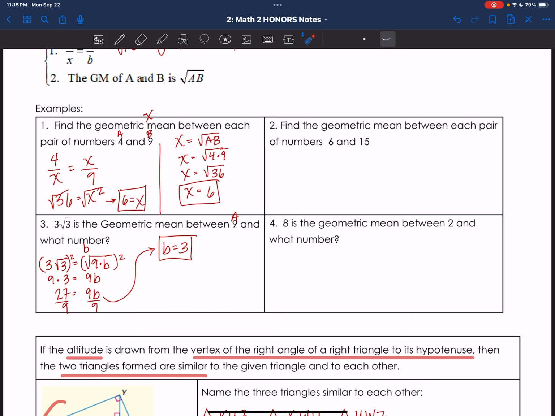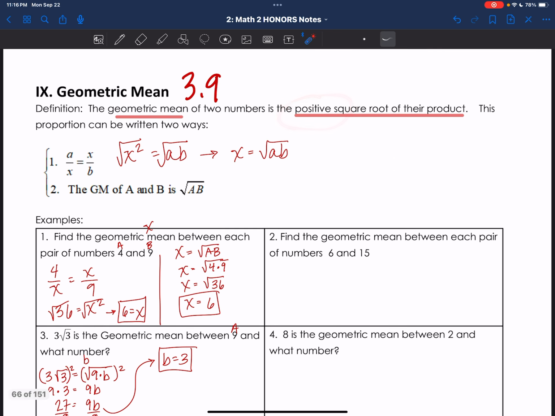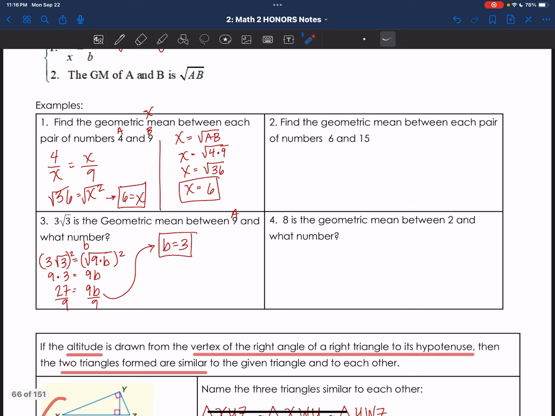To find the geometric mean between each pair of numbers, 4 and 9, we'll make one of them a and the other one b, and we can set up our proportion that we have up here, where we have a over x equals x over b, which in this case is 4 over x equals x over 9, and then again cross multiply. So you're going to get x squared equals 36, take the square root of both sides, and that's going to give you 6 equals x. And remember, we're taking the positive square root, so that's why we don't do plus or minus.